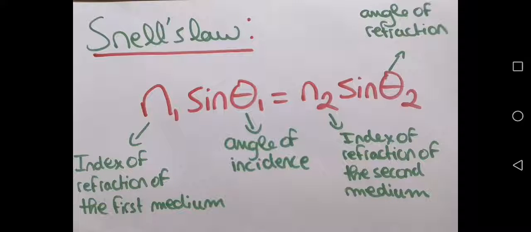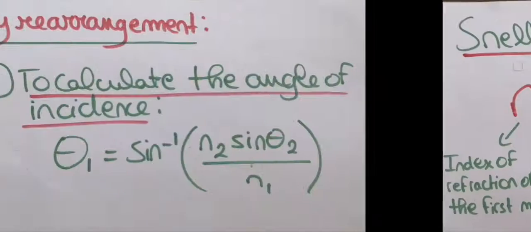In the second part of this section, we are going to study Snell's law. Snell's law shows the relation between the indices of refraction of two mediums and the angle of incidence and the angle of refraction as light passes from medium 1 to medium 2. N1 sine angle 1 is equal to N2 sine angle 2, where N1 is the index of refraction of the first medium, angle 1 is the angle of incidence, N2 is the index of refraction of the second medium, and angle 2 is the angle of refraction.